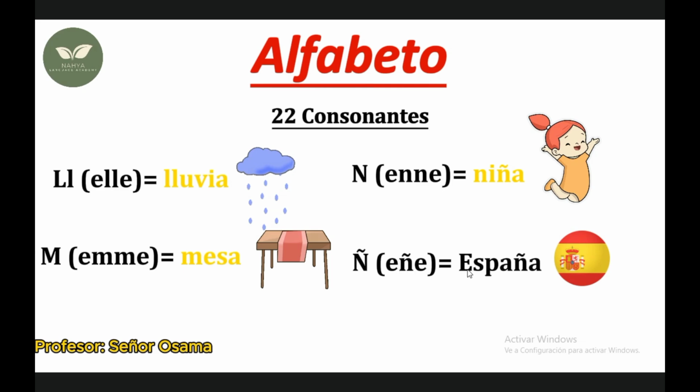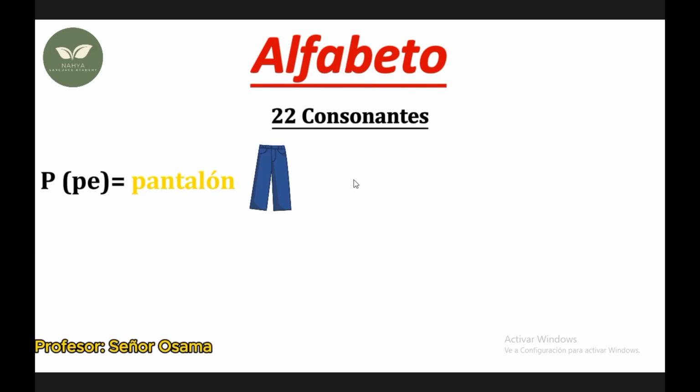Okay, and we find it in the example of España. Here we have eñe. Eñe. España, which means Spain, the country. So the next one is P. P. Okay, and we can find this consonant in the word pantalón. Pantalón, which means pants.